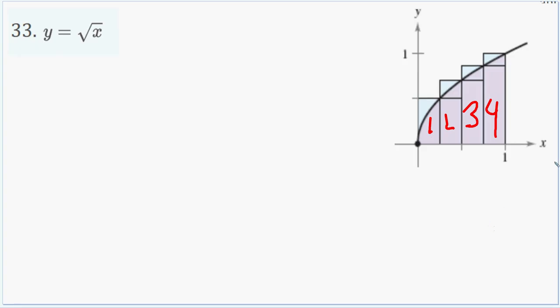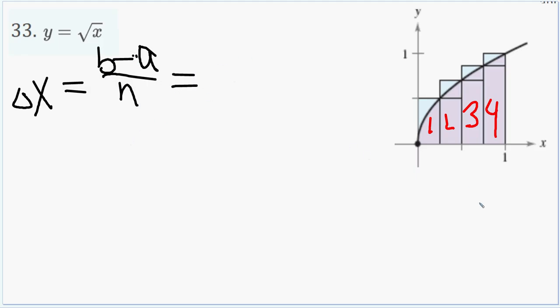So the first thing I like to find is our delta x. That is our base of each rectangle, b minus a, divided by n, the number of rectangles. Well, b is 1, and a is 0. So that's going to be 1 minus 0, or 1. And we have 4 rectangles, so n is 4. And that allows us to fill in here on the x-axis.